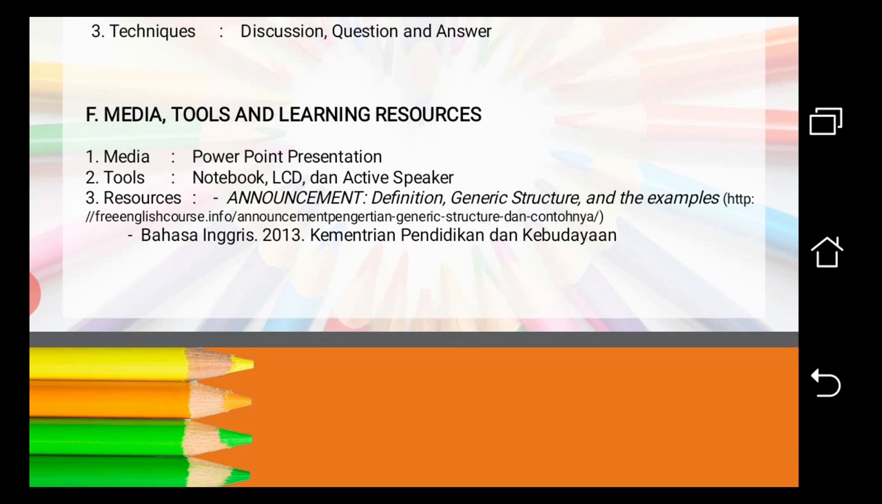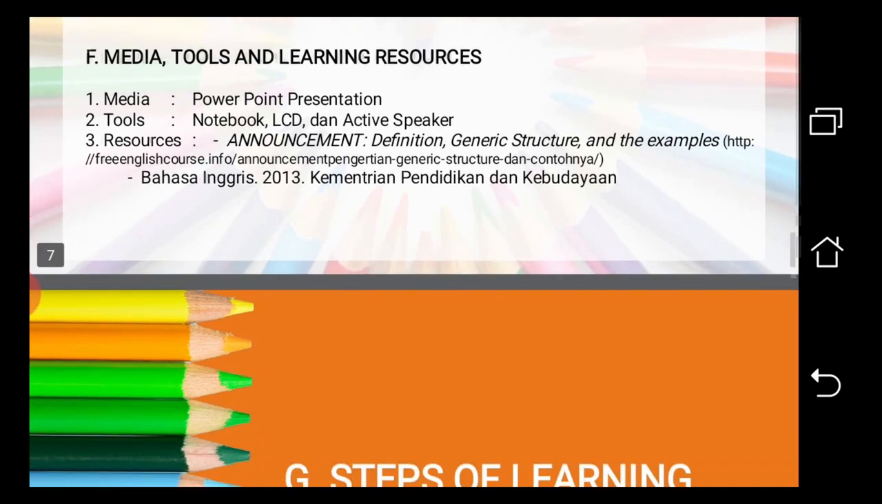For the resources, the material on announcements can be definitions, generic structure, and examples, which we can get from the internet. We can also use the book from the government, Bahasa Inggris 2013 curriculum, from Kementerian Pendidikan dan Kebudayaan.